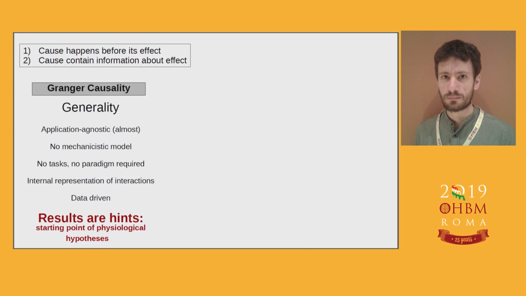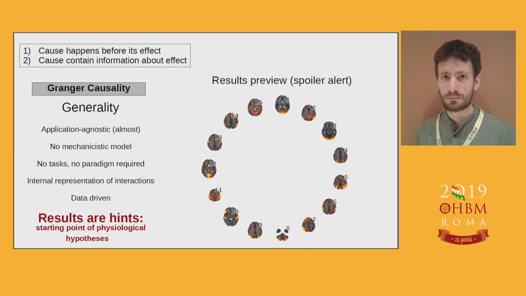In nine minutes' time, I will say that in humans, the default mode network is causal on the salience network. But this just means that in the Granger sense, there is something in the signal distilled from the default mode network which lets us make better predictions on the signal coming from salience. So after this caveat, let's see how we do it.